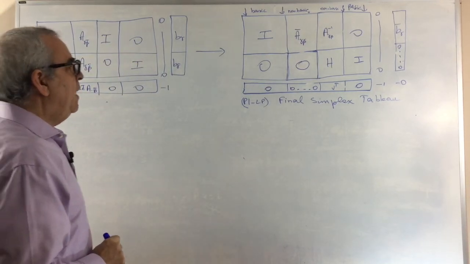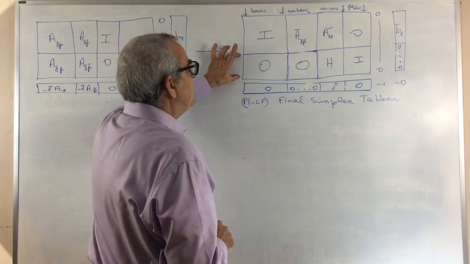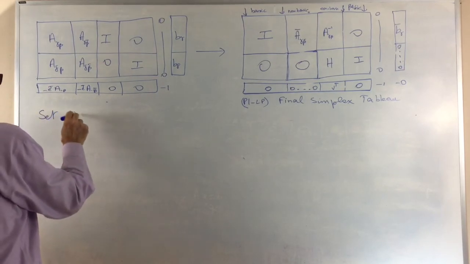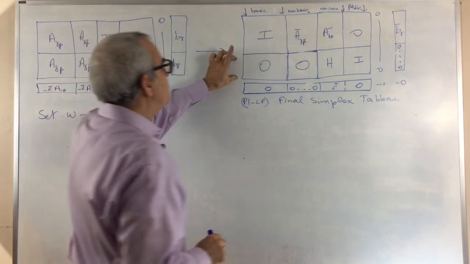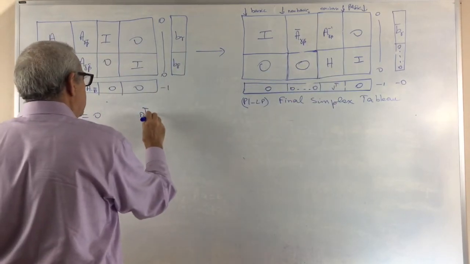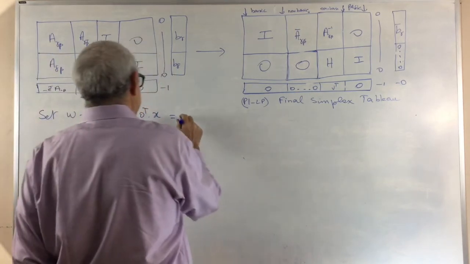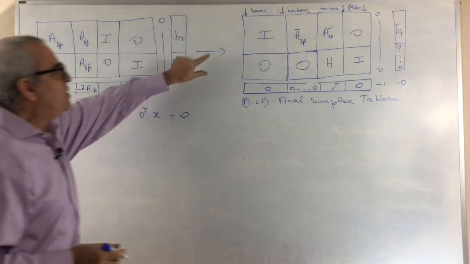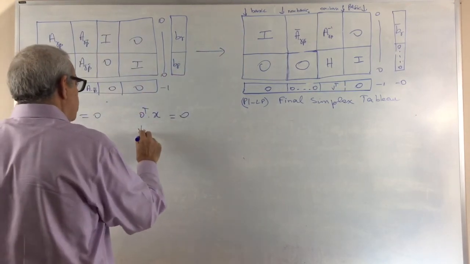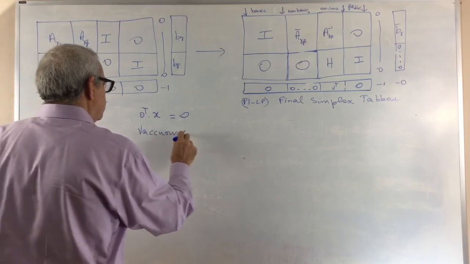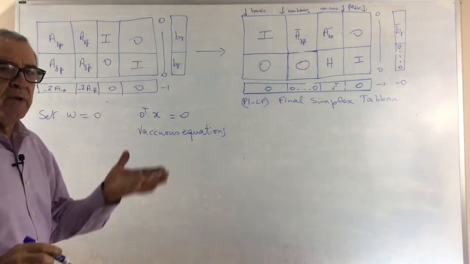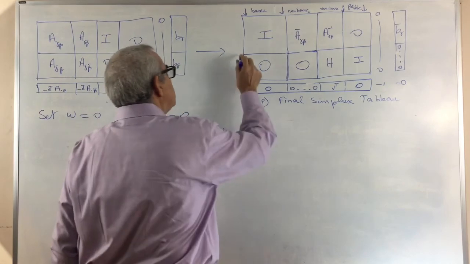Okay. Now, let's read these equations. So I'm going to set W equal to 0. And I'm going to read this equation. So this will be 0, and this will be what? 0 transpose times x equal to the right-hand side, which is 0. All these equations are 0 transpose x equal to 0. So these are vacuous equations. The trivial equations, they're not needed. So these equations are not needed.